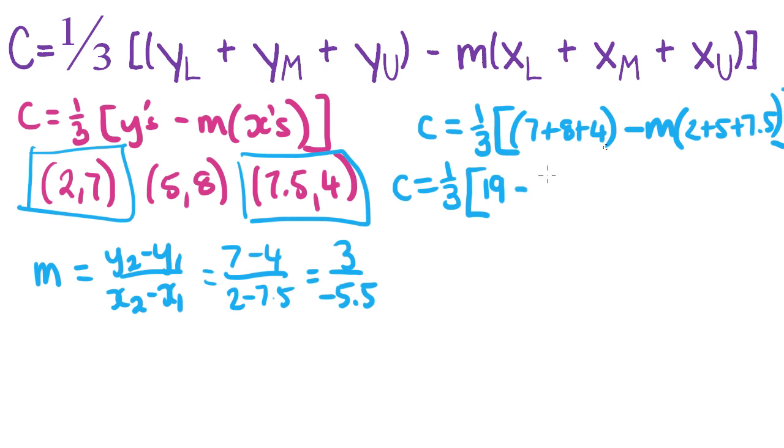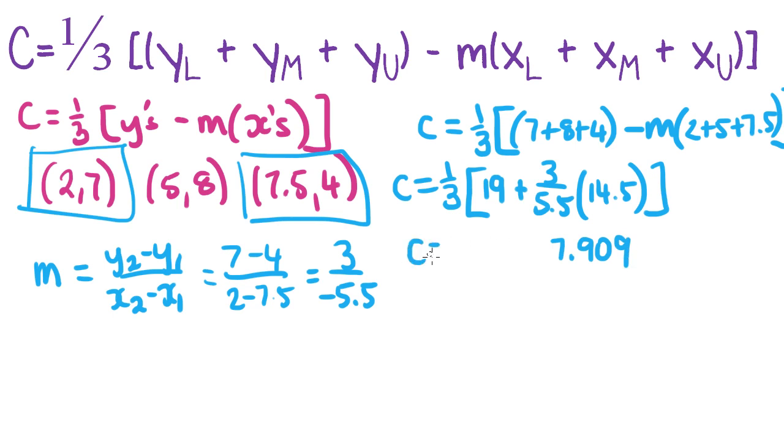Minus, what's this m part? Let's put that in there. Hey, look, this is a negative. So minus a negative is going to become plus 3 on 5.5 times, what's 2 plus 5 plus 7.5? That's 14.5. So 3 divided by 5.5 times 14.5 is 7.909. So C equals a third of 19 plus 7.909.